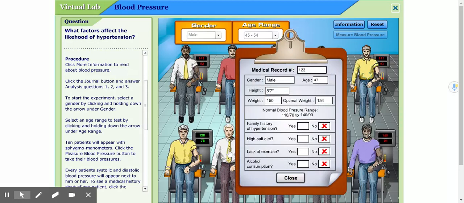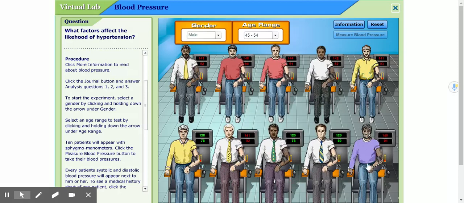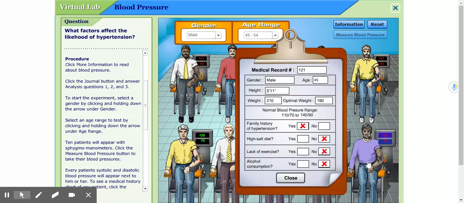And last but not least, here we have no family history. The diet is not high in salt. They exercise and they don't consume a lot of alcohol. And weight is 150 and optimal weight is 154. What could possibly be explaining the reasons for hypertension here? And last but not least, wow. Weight is 210, optimal is 160. There is a family history, and the others are all no's.